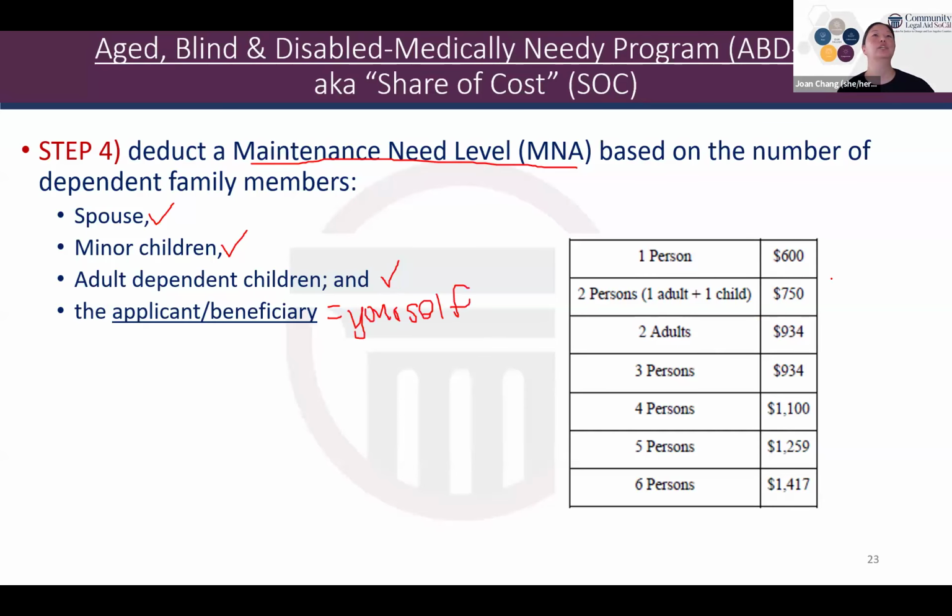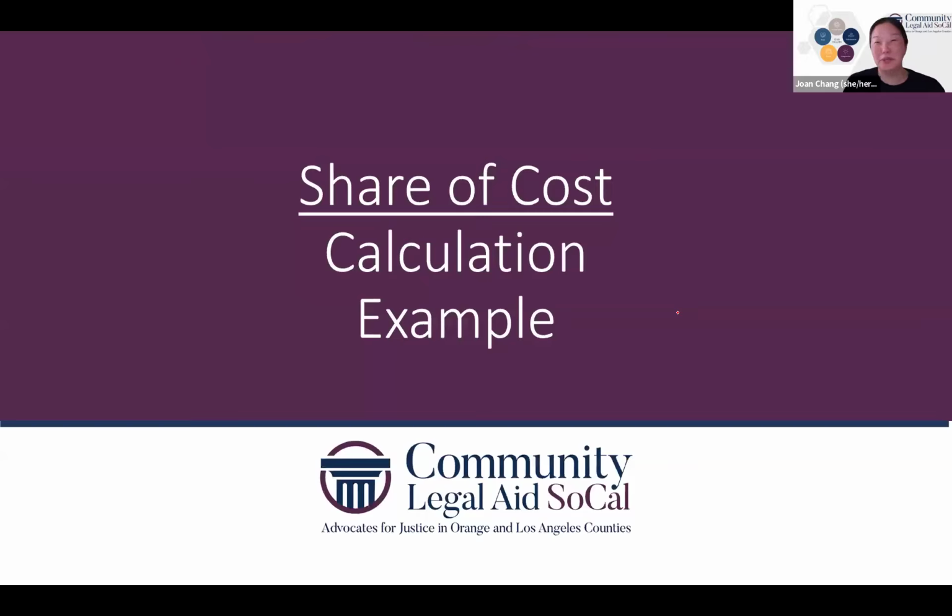So say, for example, it's you and your spouse, it's this. Say it's you plus 2 minor children, then this is how much you're going to be deducting. Okay, so let's look at this in numbers. I know all of this might have just flown by your heads. Let's look at the numbers and we'll break it down. Bear with me, stay with me here. Let's look at an actual math example.